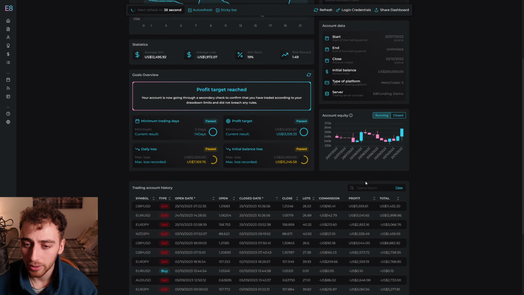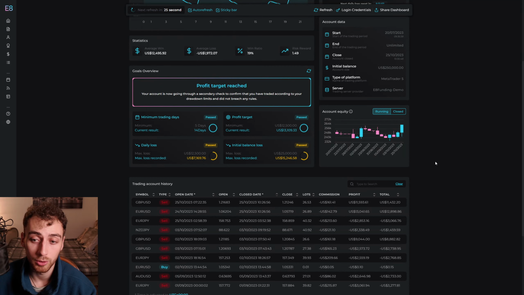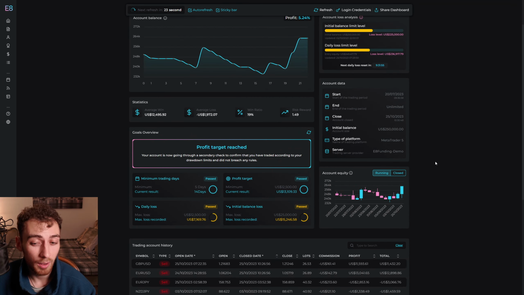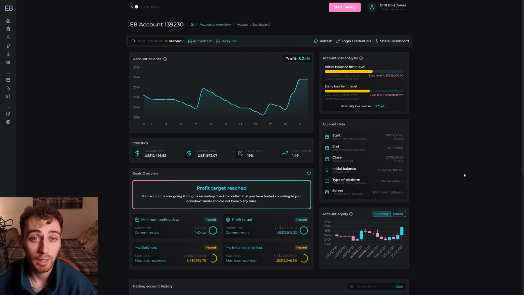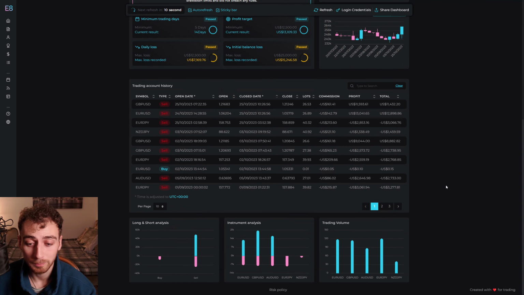You can see if we look at the account equity, on August 3rd, I came really close to passing the challenge. You can see the high of my equity was 261,500 and the profit target was 262,500. So I was actually a little bit under 0.5% away from passing. So yeah, I remember that being quite frustrating. And then I didn't actually pass it then for another 2 months or so.